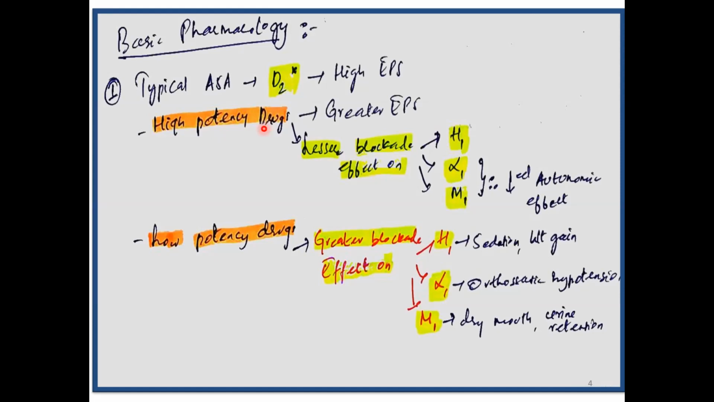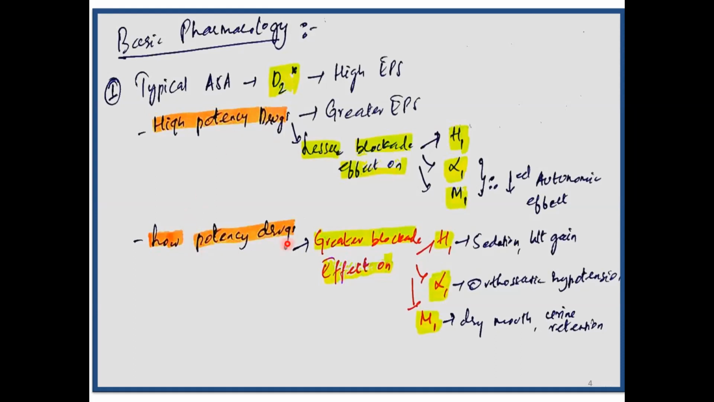Once again, the higher potency drugs like haloperidol have a lesser blockade effect on the histaminic receptor, that is H1, the adrenergic receptor, that is alpha 1, and the muscarinic receptor subtype, that is M1. So if you see the net effect, there are lesser chances of autonomic side effects with high potency drugs when compared to the low potency drugs.